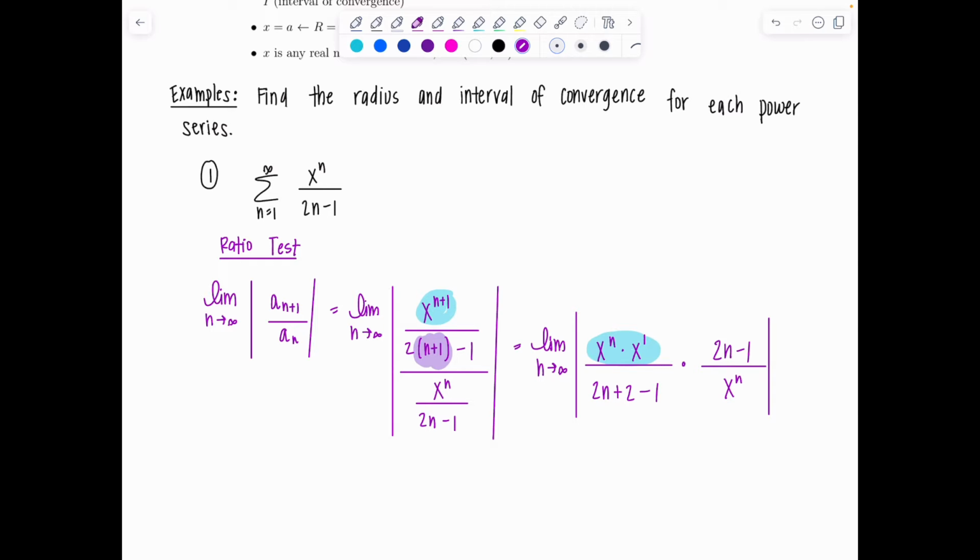So far, so good? Beautiful. So look, we can have ourselves a little cancel party here. X to the n cancels out. And that's it. Okay, don't get too excited with this cancel party. So let's rewrite what we have so far.